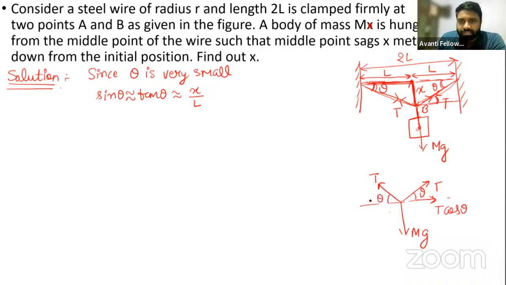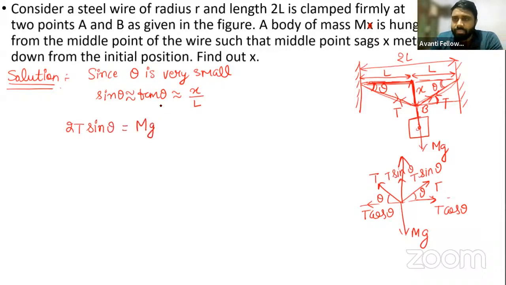Similar will be the case here. T cos theta, and on the upper side, T sin theta. So two components we have in the vertical direction, two components we have in the horizontal direction, but in opposite direction. So this T cos theta and T cos theta will cancel out, and this 2T sin theta will equalize this weight because now this system has achieved equilibrium.